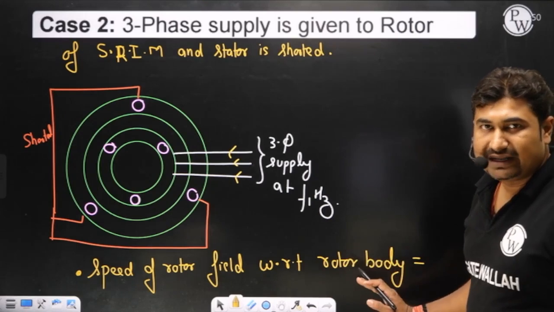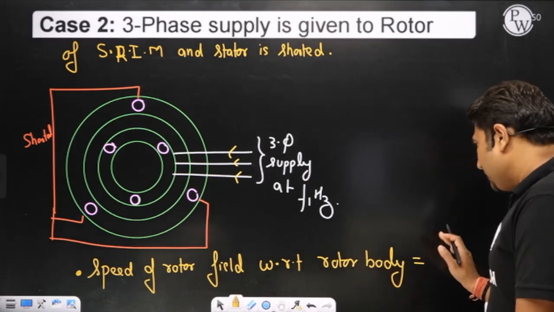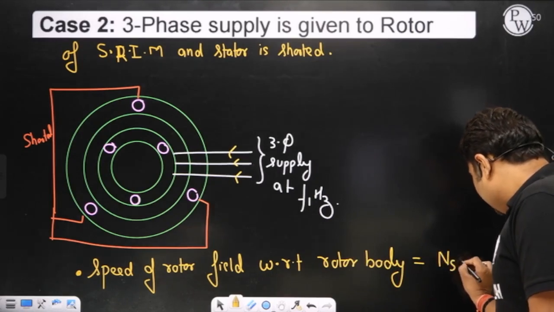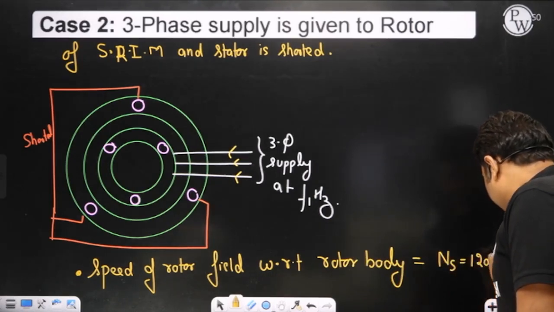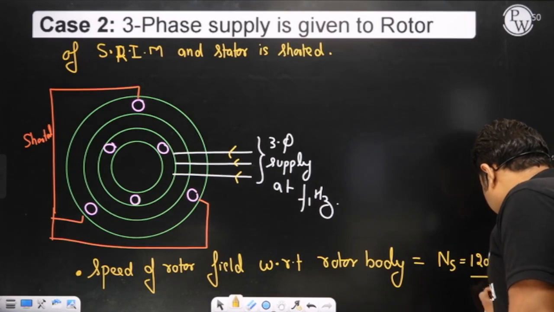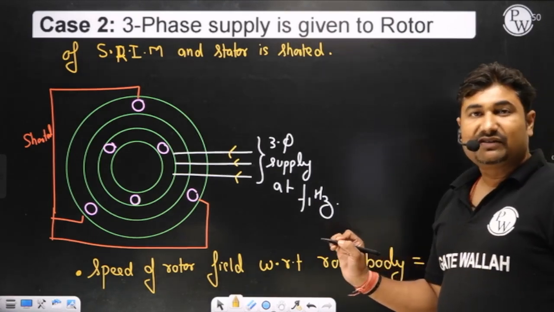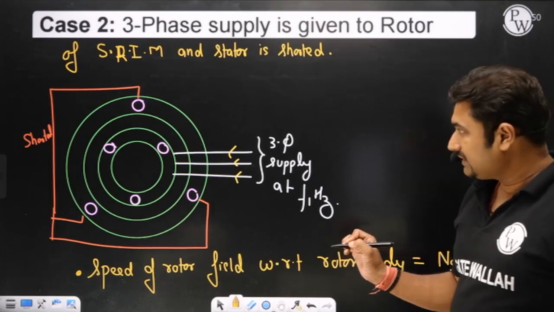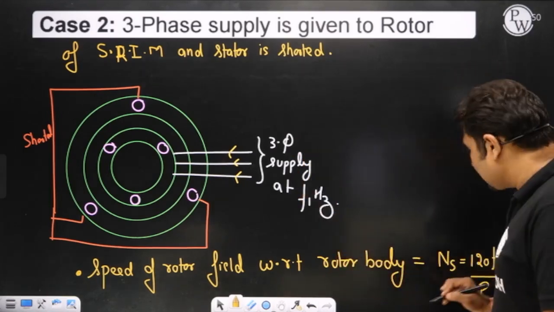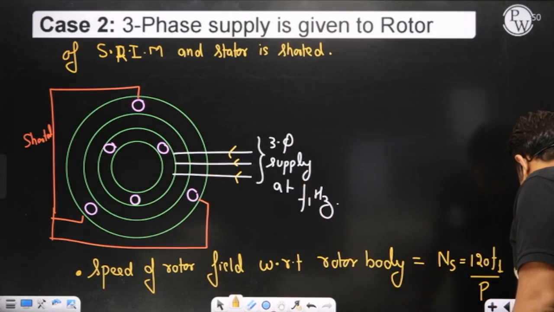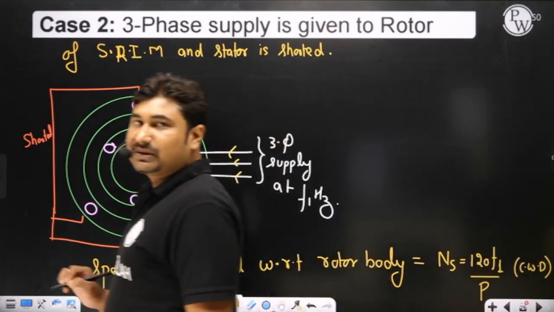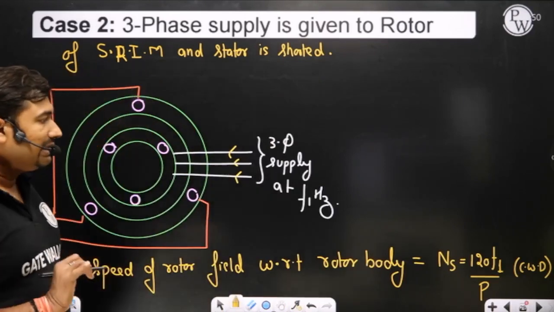Structure, body, winding, all are the same. So the speed of the rotor field with respect to the rotor body is ns, which equals 120 F1 by P. Now, it depends upon the phase sequence of the supply. It can be clockwise or anti-clockwise. I am assuming the phase sequence of the supply is such that it is in a clockwise direction.